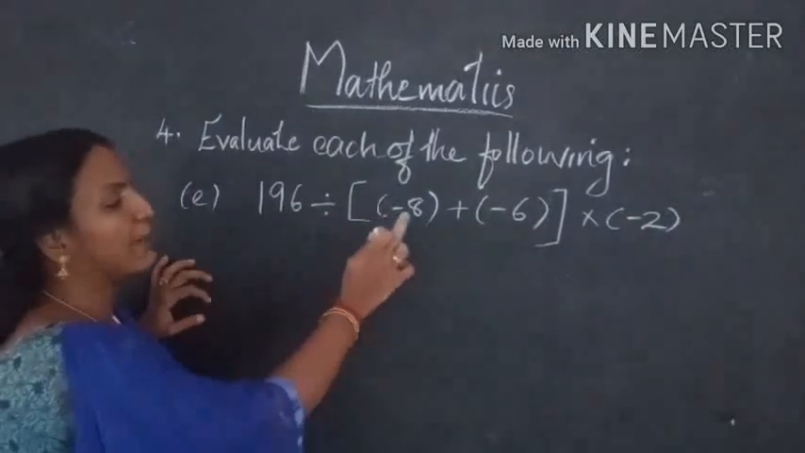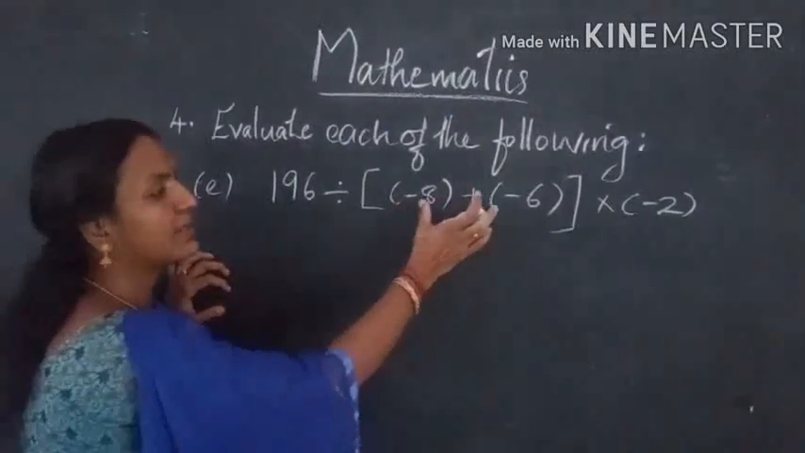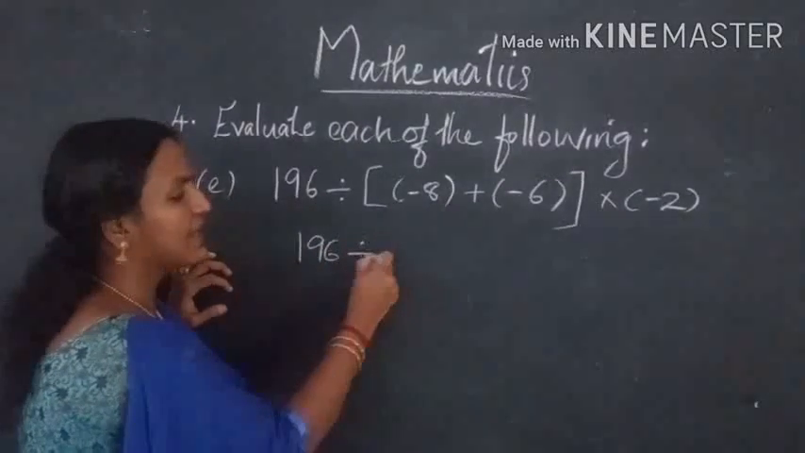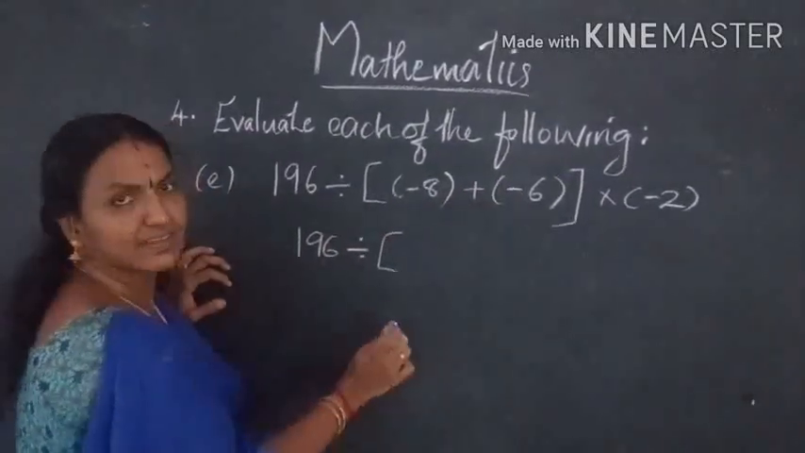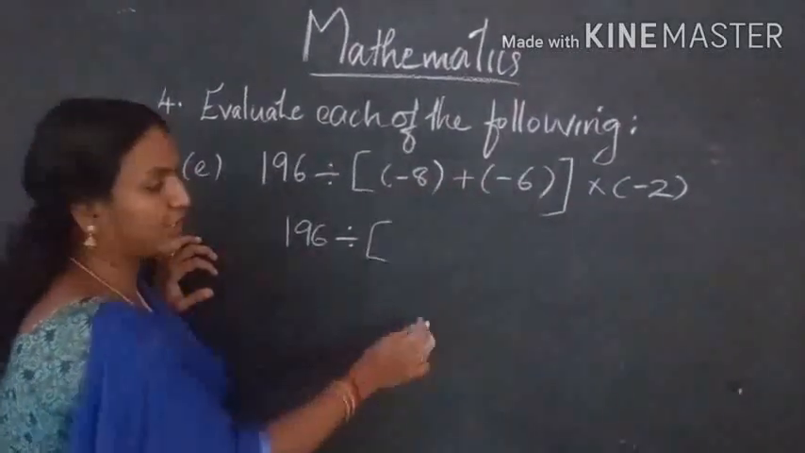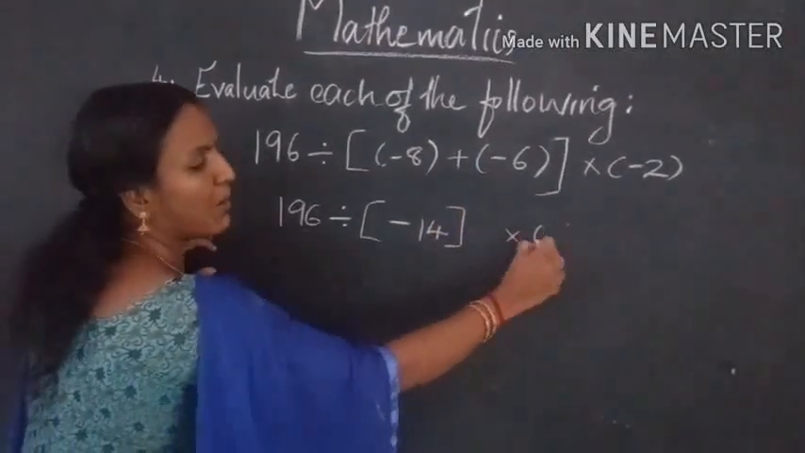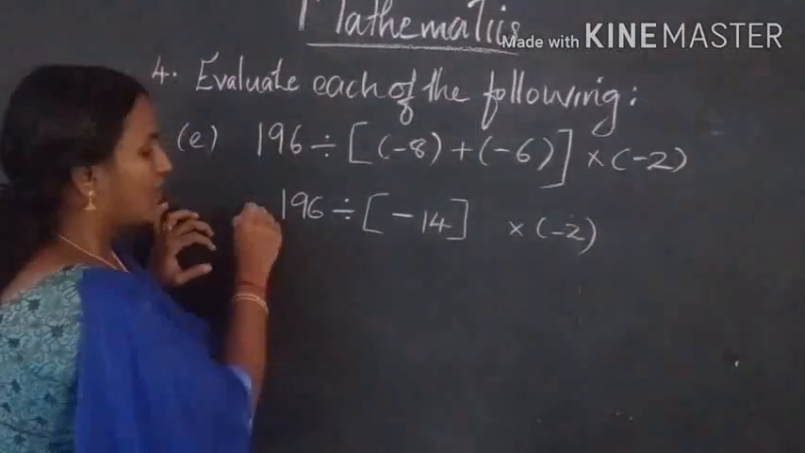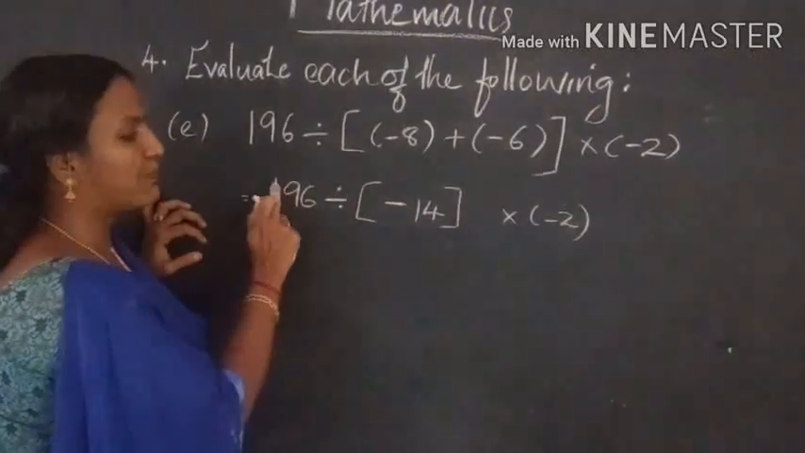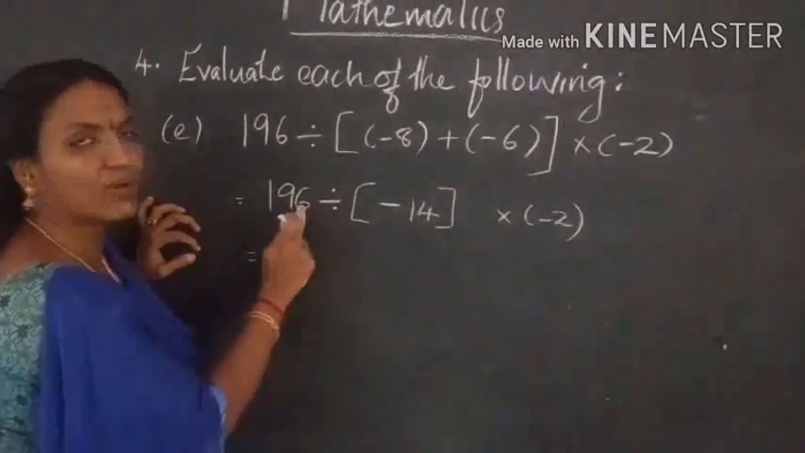196 divided by minus 8 plus minus 6 into minus 2. First we have to add these two numbers. Minus 8 plus minus 6: addition of two negative numbers is always negative. So minus 8 plus 6 is 14, into minus 2. What is the value of 196 divided by minus 14? Plus divided by minus is minus.